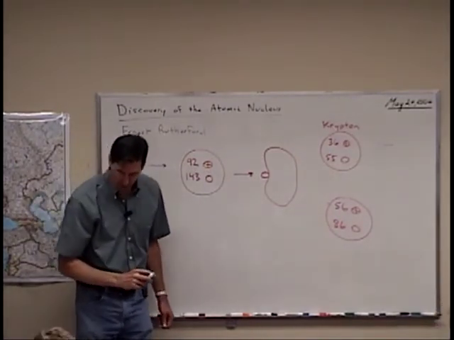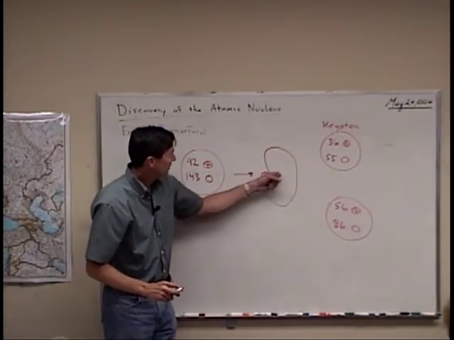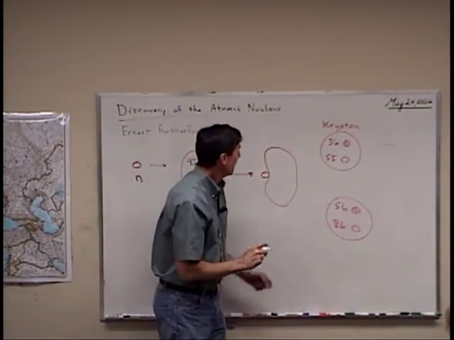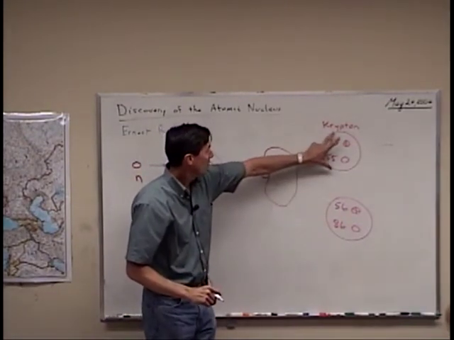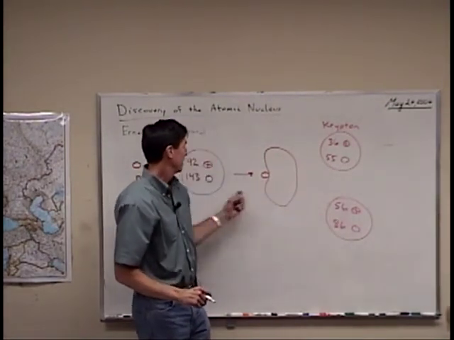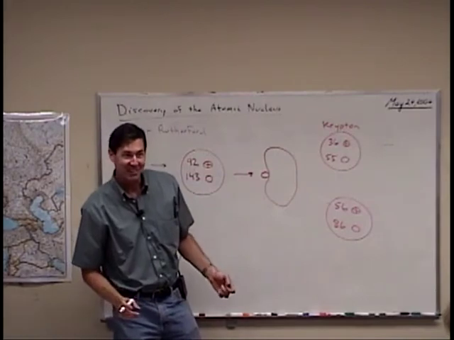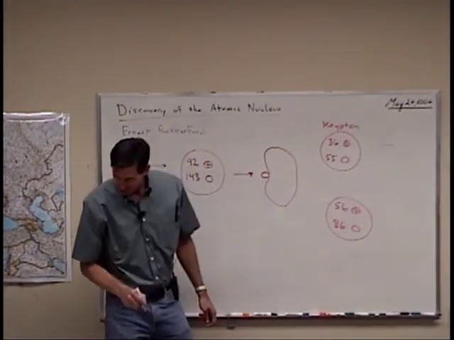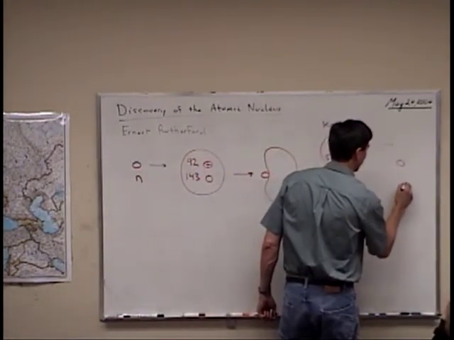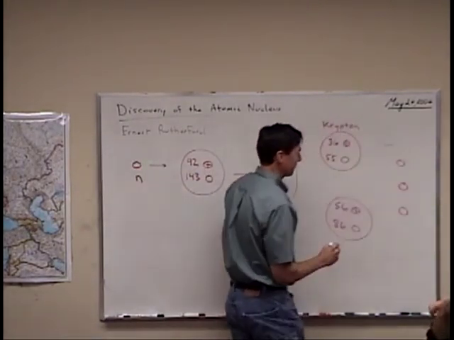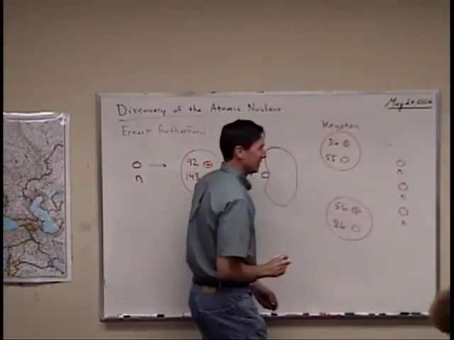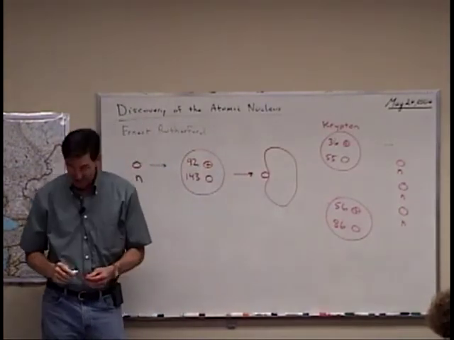Well, initially, I think what happens is it gets absorbed, but once this thing breaks apart into these two pieces, if you add up the numbers, you'll see there's a few neutrons missing. So you end up with 3 neutrons extra.